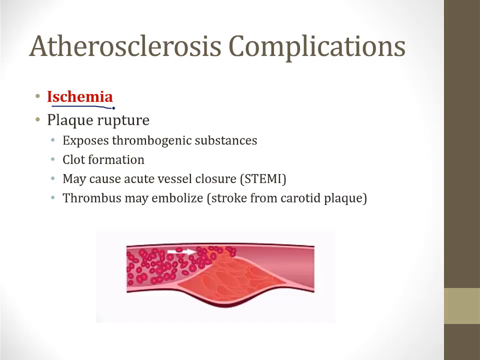The first one is ischemia. If the plaque narrows the vessel lumen so that blood flow is poor, that leads to ischemia in the tissue beyond the atheroma. Second consequence is plaque rupture. So in some cases, these plaques will rupture, and that exposes substances within the plaque that are thrombogenic, and a clot forms, and this can acutely close down a vessel. In other words, a vessel can go from having a 10 or 20% plaque that's not causing any trouble to being completely occluded within a matter of a few seconds. And this is how people develop STEMIs. It's also how people develop strokes, because the artery can shut down or a piece of the thrombus can break off in the carotid artery, for example, and travel to the brain.